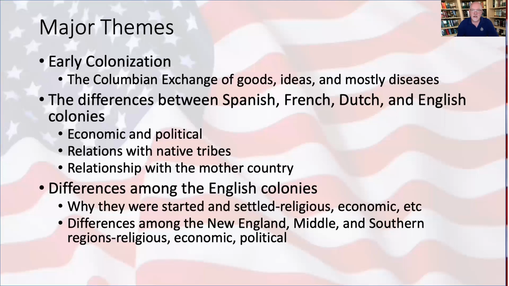Now, as the English colonies became more settled, we're going to see, of course, that there's differences among the English colonies, driven primarily by geography. Again, the New England, middle, and southern regions each had very different geographies. Therefore, they had very different economies, which, of course, drove not only their economic, but their political development.